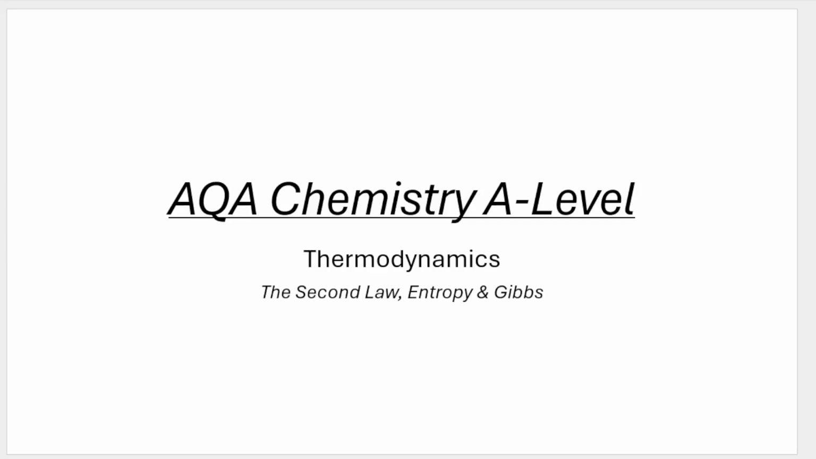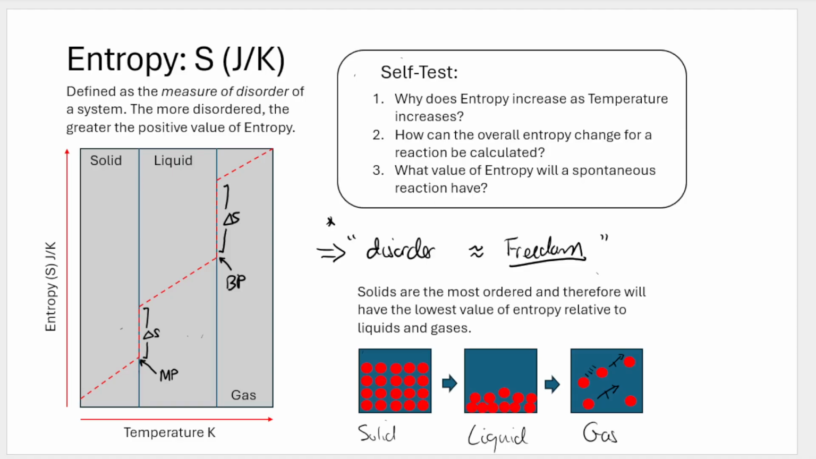In today's video, we will be discussing thermodynamics. More specifically, the second law, entropy, and Gibbs within the AQA A-level chemistry course. Starting off with entropy. It's defined as the measure of disorder of a system. So the more disordered this system is, the greater the positive value of entropy.